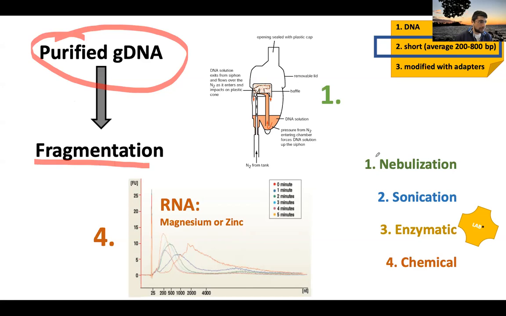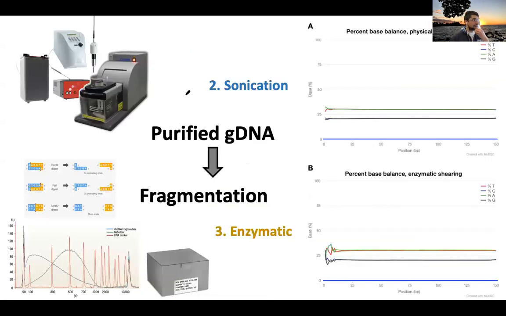There are 4 main types of fragmentation that you see here in the slide. Nebulization, I'm not going to talk about it; nobody uses it anymore. We're going to focus our description on sonication and enzymatic, in the next slide. I just want to mention chemical fragmentation. It's used mainly for RNA fragmentation, so we're going to talk about this tomorrow. But the 2 main ones are sonication and enzymatic.